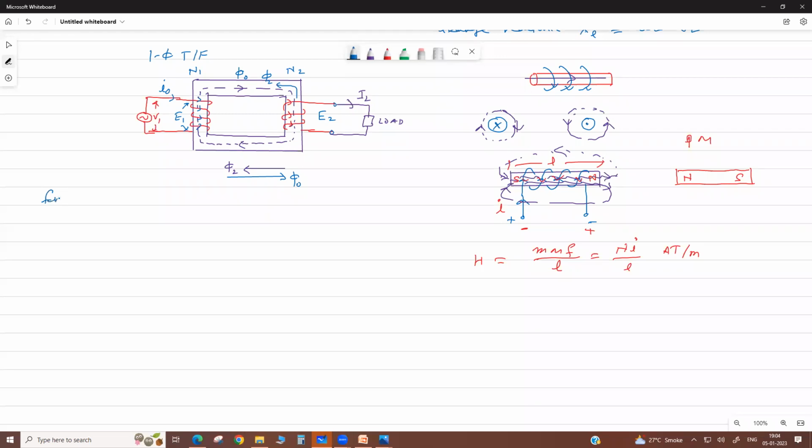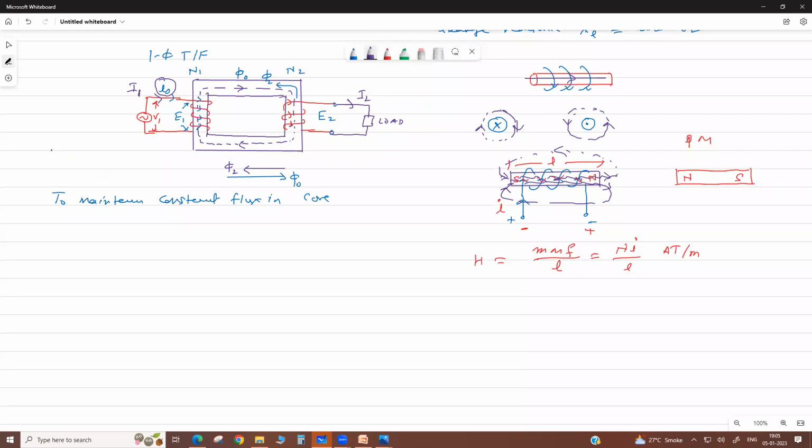To maintain the constant flux in the core, what happens? The primary draws more current from the source, so this current is increased. Now at load it becomes I1. So instead of I naught, the transformer now takes I1.